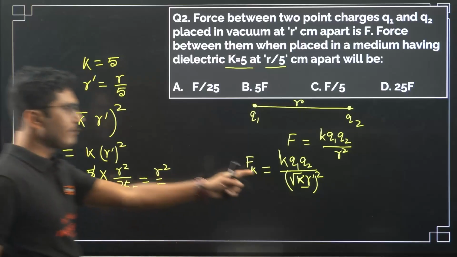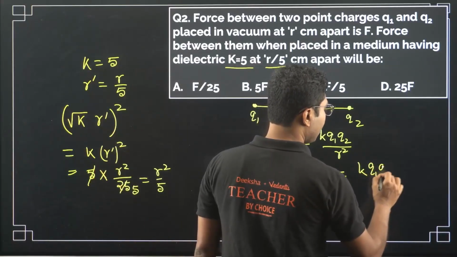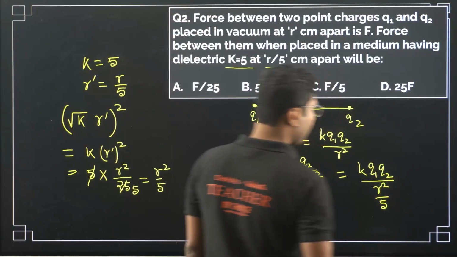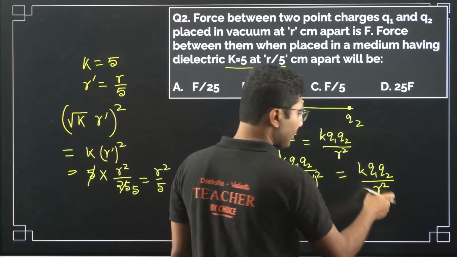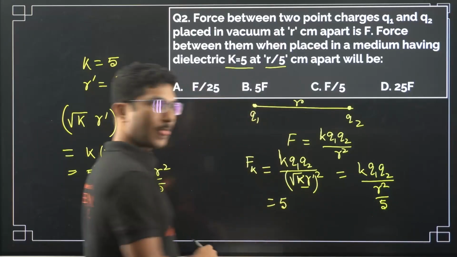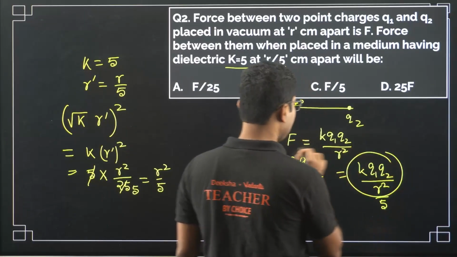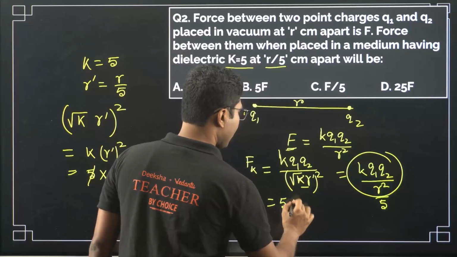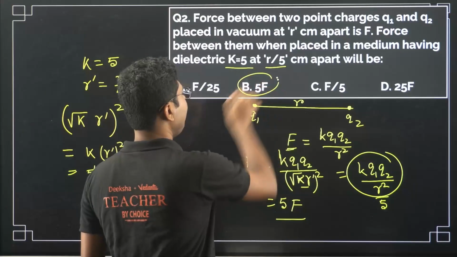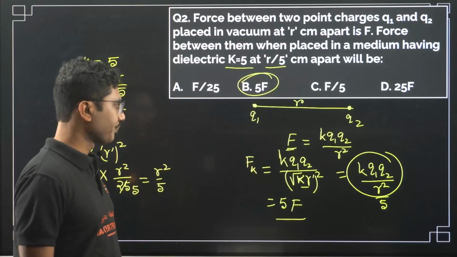So put that value over here. You get k Q1 Q2 over R square by 5, right? Division of division, so this 5 will come up. And this entire thing is nothing but this force F, so 5F. So the new force will be 5F, five times the original force.